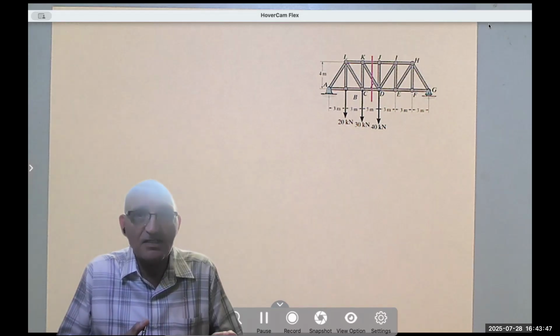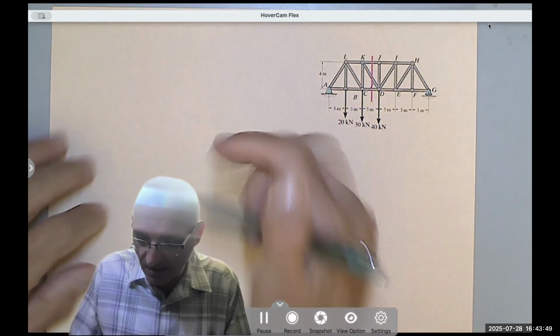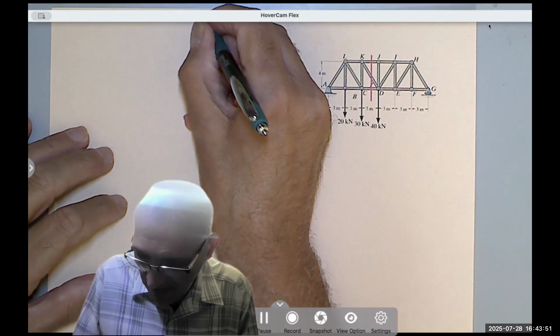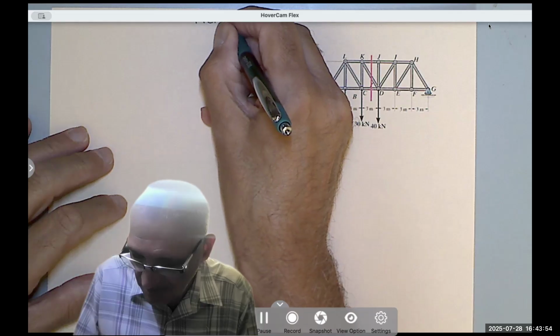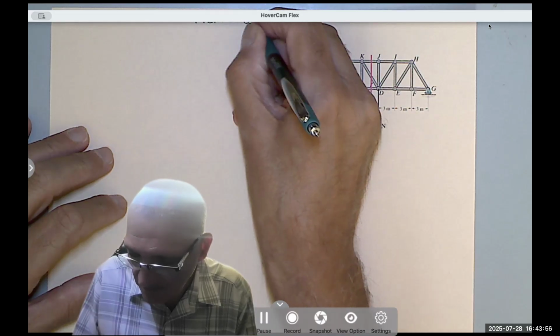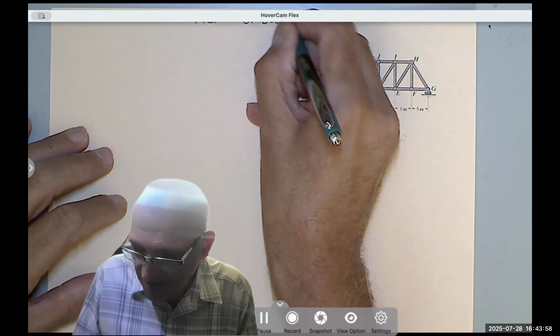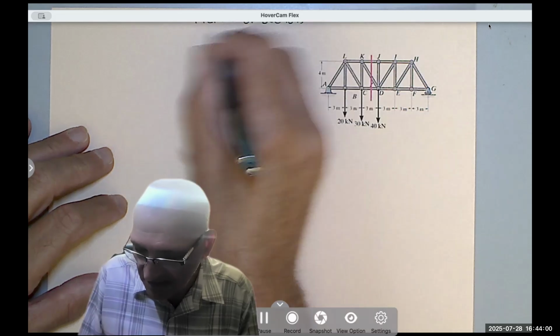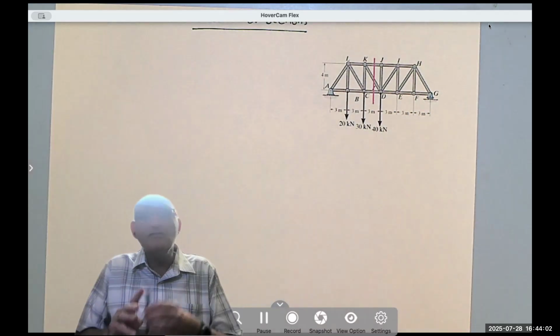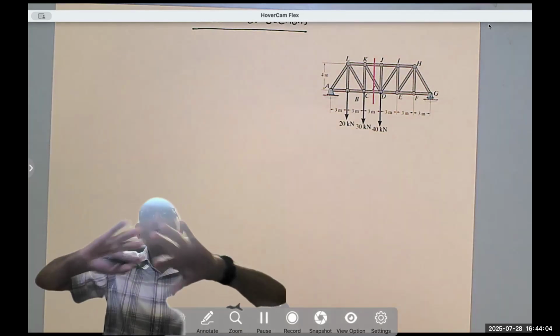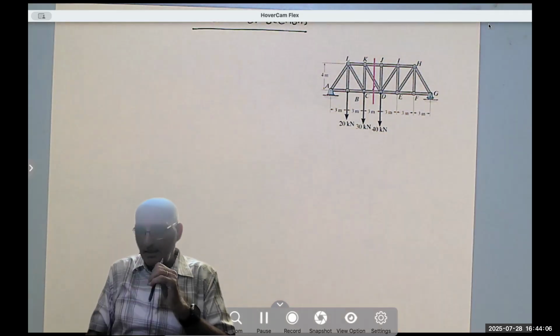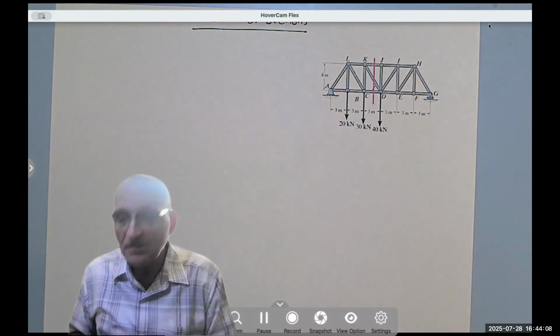Of analyzing trusses. So, the method of sections, I have here a couple of examples. As the name suggests, we are going to take the truss and cut it into two separate pieces, like you see here, this red section.